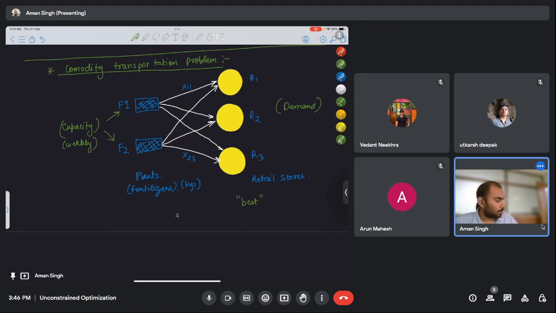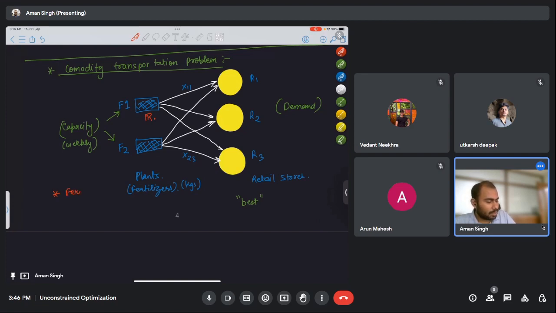One more thing that makes this problem interesting is, let's say F1 is making fertilizer continuously, in kgs, and that is a real number.